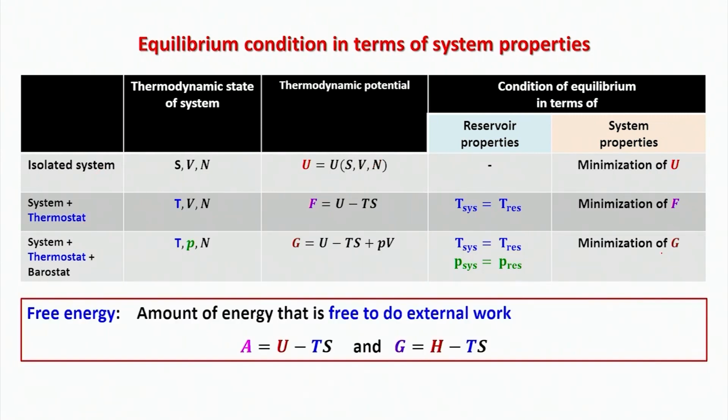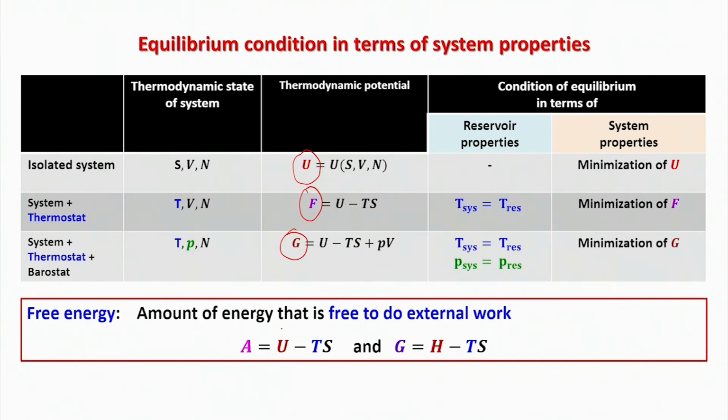Now then we also say that I have designated this as internal energy, but these two quantities as free energies. So now I have two different amounts of free energies. One is the Helmholtz free energy, the other one is the Gibbs free energy. And why do I call it a free energy? That is because this is the amount of energy that is free to do external work. So let us have a look at the definitions once again.